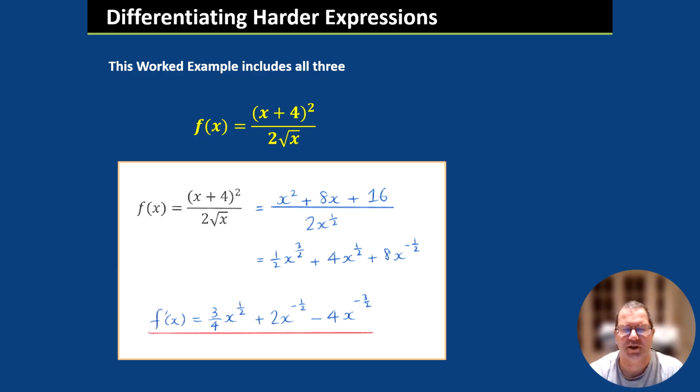And then we can differentiate each of those. So a half times 3 over 2 is 3/4, giving us 3/4 x to the half plus 2x to the negative a half minus 4x to the power of negative 3 over 2.